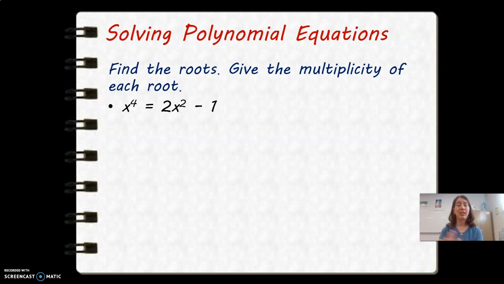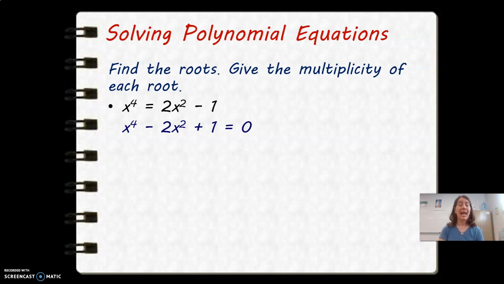So I'm actually going to take the two things on the right side and move them over to the left side of our equation. So I have x to the fourth minus 2x squared plus 1 is equal to 0. Now, this equation doesn't have any common factors. There's nothing that all three of those terms have in common, but it is something that I can factor.